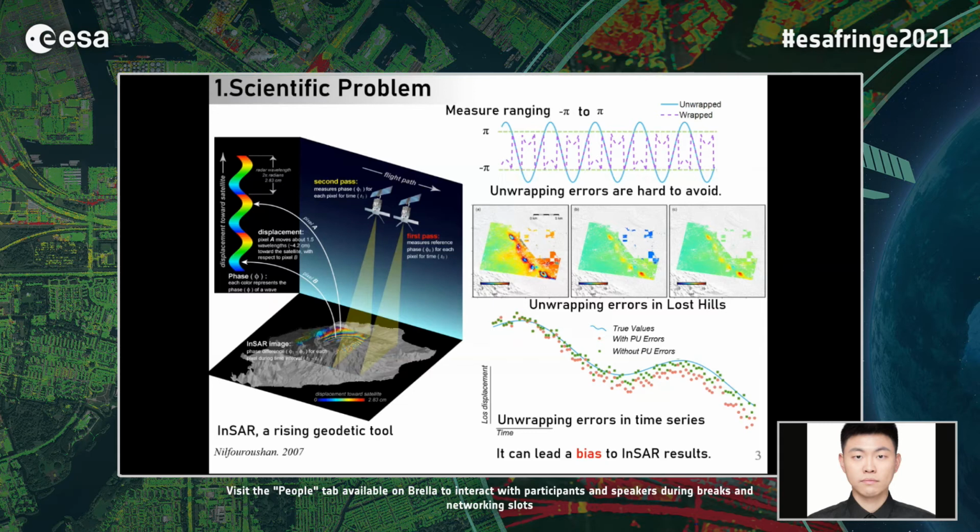An example covering Lost Hills, and the unwrapping errors' effects on the time series. InSAR phase unwrapping errors indeed lead to bias in InSAR results. Okay, next slide.